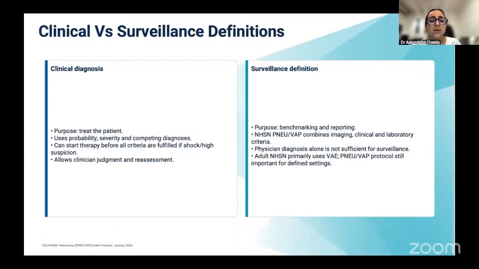So a word about the clinical as well as the surveillance definitions. Clinical definitions are used for the purpose of treating the patient. Surveillance definitions primarily use ventilator-associated events, and they are majorly used for benchmarking and reporting purposes.